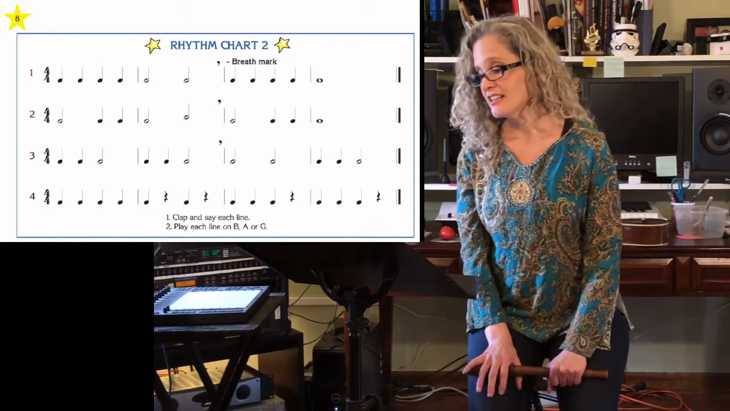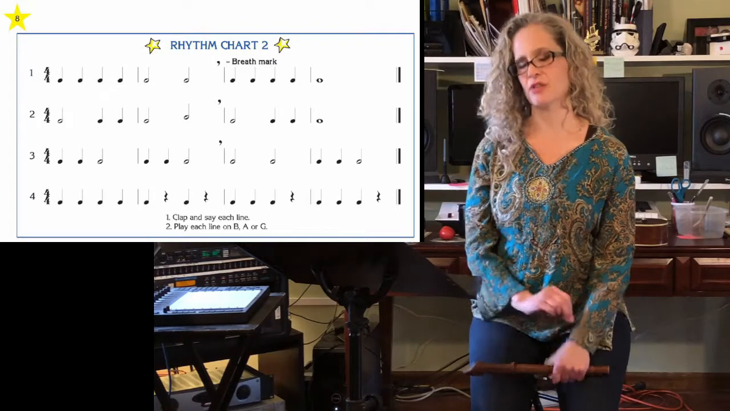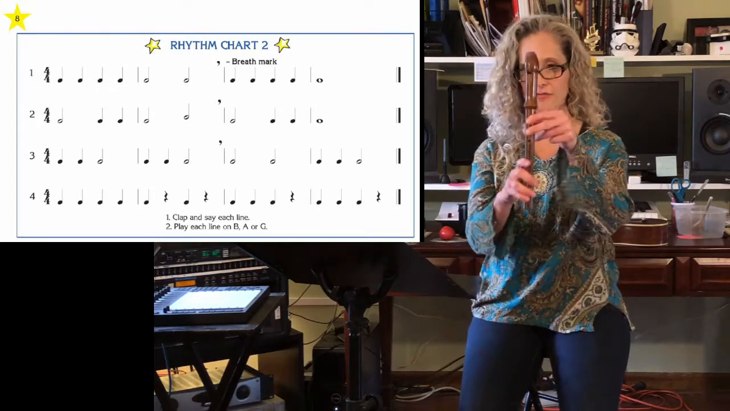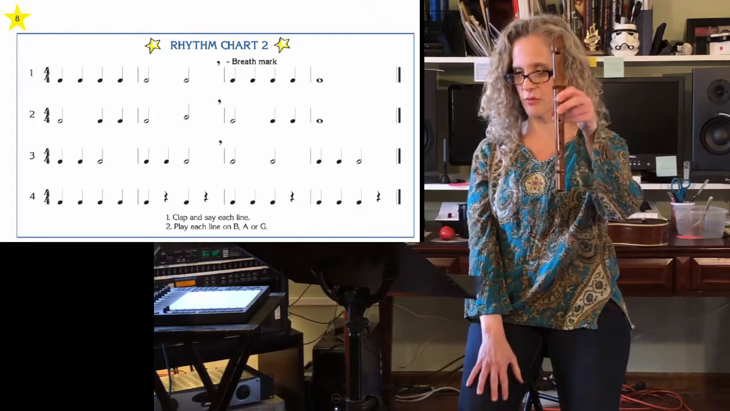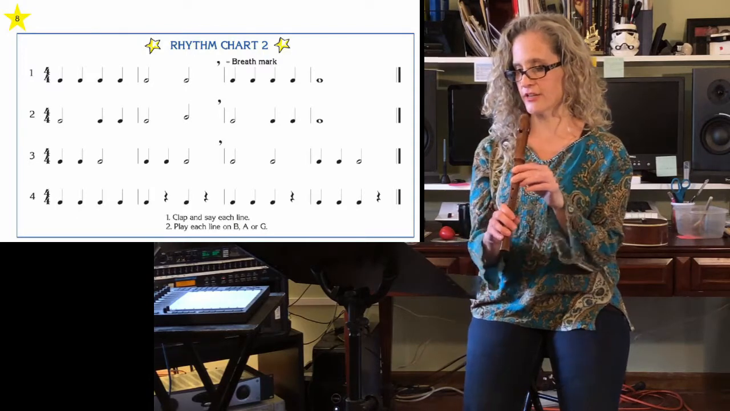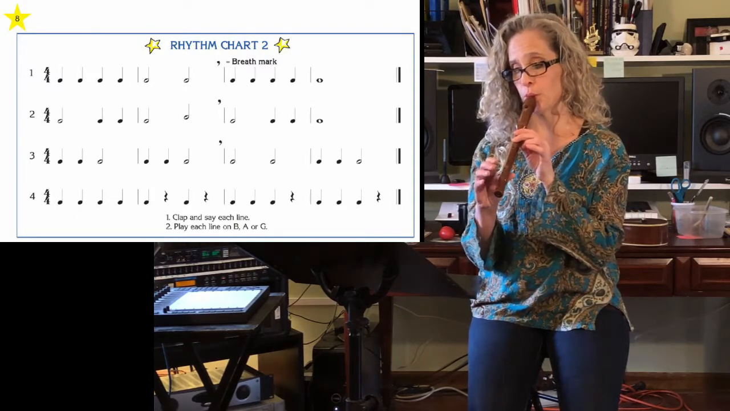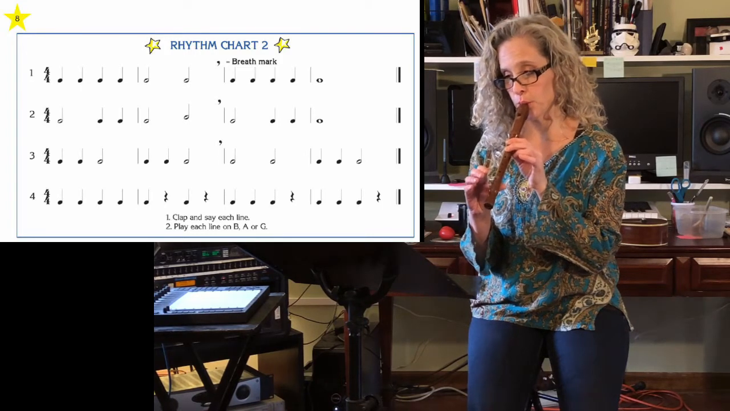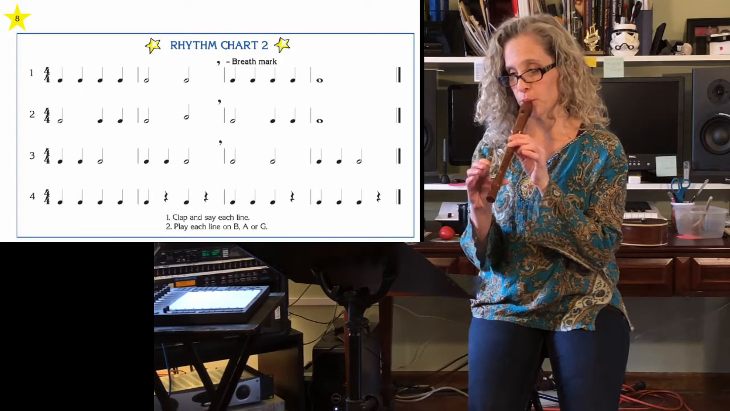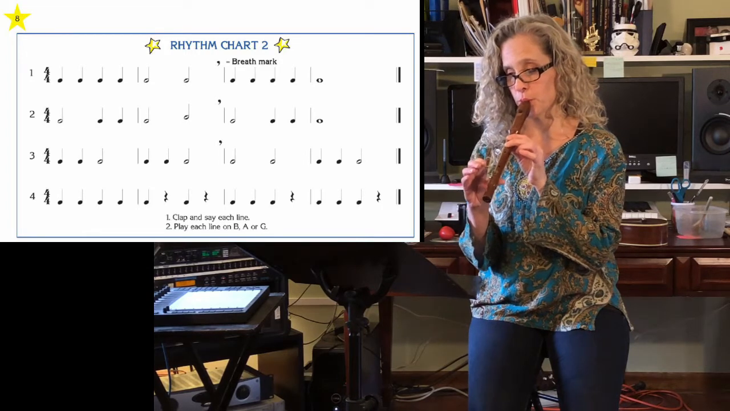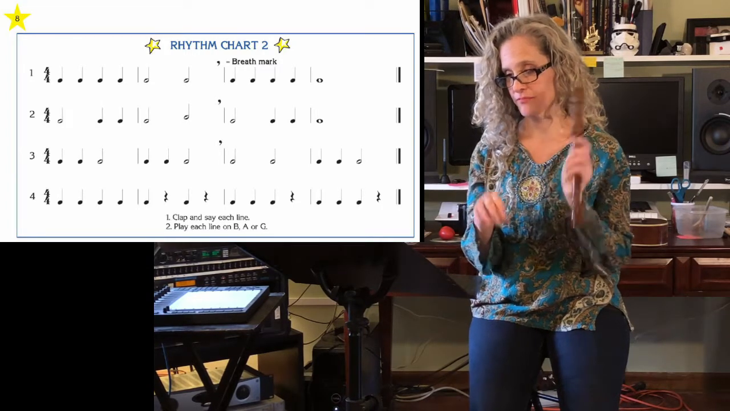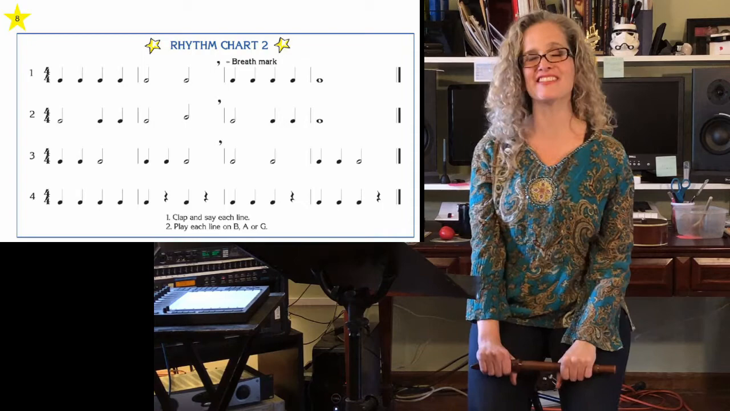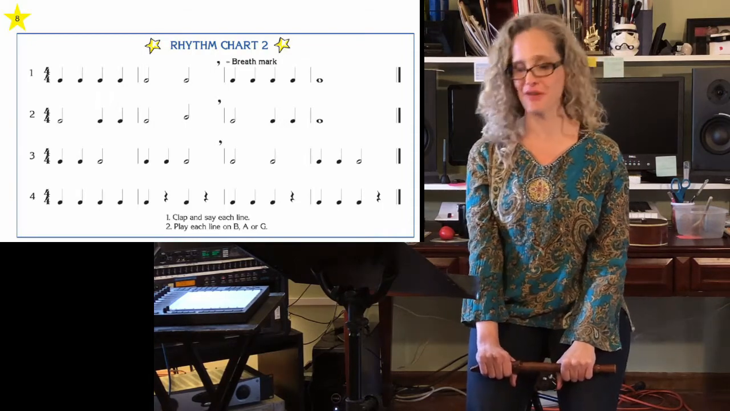All right. Now let's play it on A and then play it on G. So A, remember, alligator A, 2 fingers in the way, thumb on back. All right, here we go. Remember that when you have rests, that's a natural place to breathe, so you don't need a breath mark there.